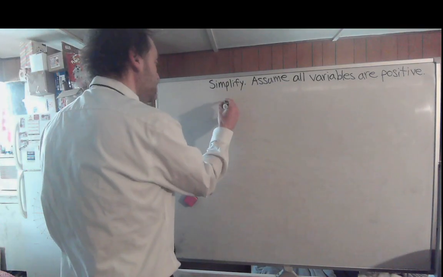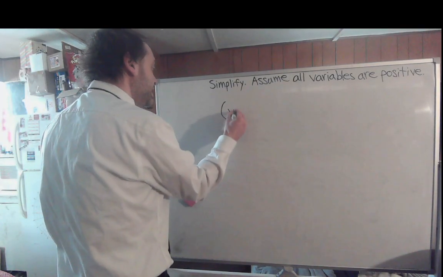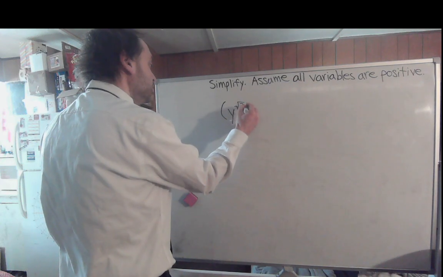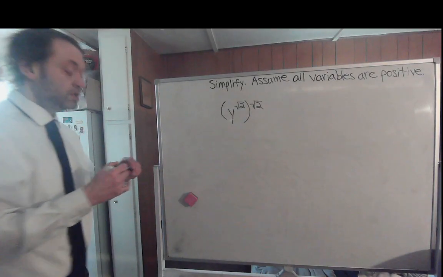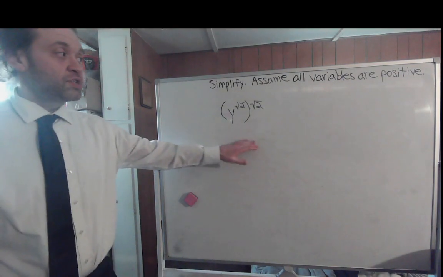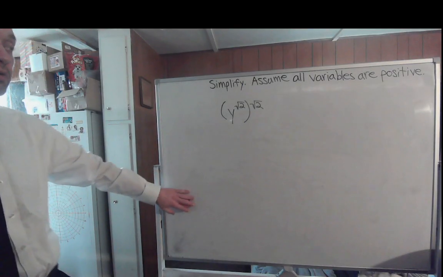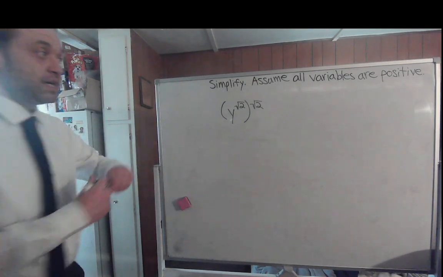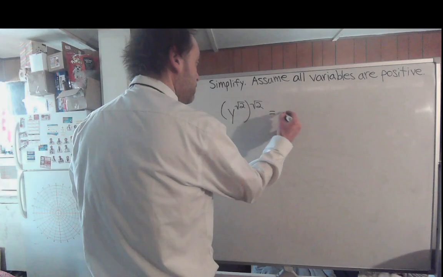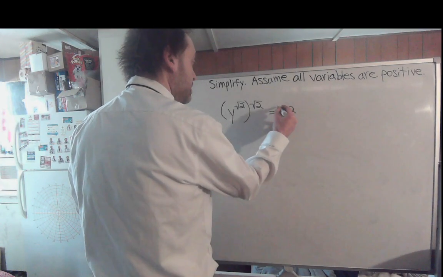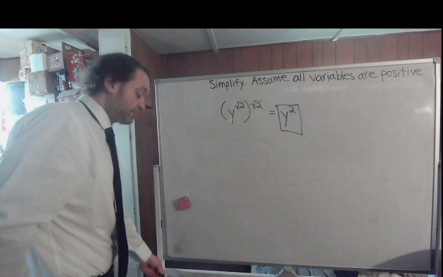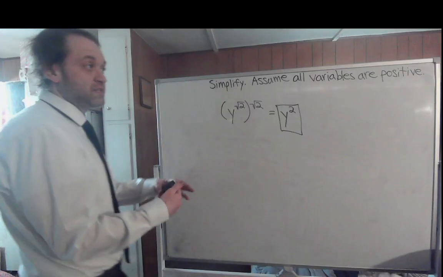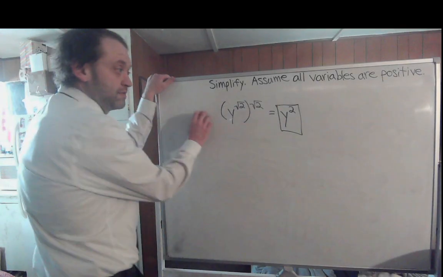Alright, now you have y to the square root of 2 that is raised to the square root of 2. So y to the square root of 2 raised to the square root of 2 power. Well, you just multiply the powers, you'll literally just get y to the second power. That's literally as far as you can get, y to the second power. Oh yeah, I should specify all variables are positive again.